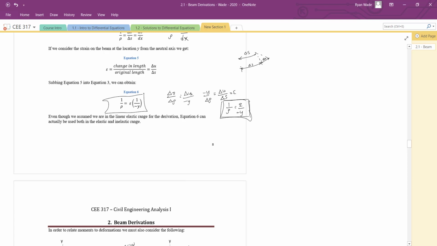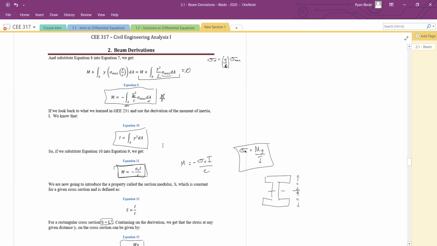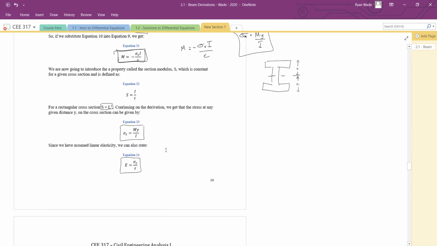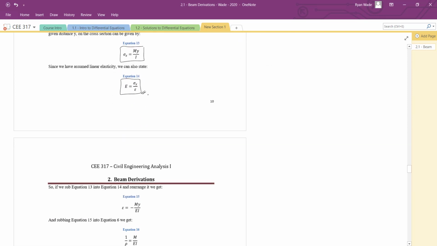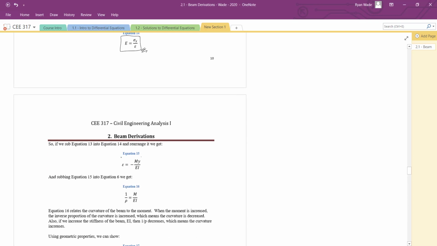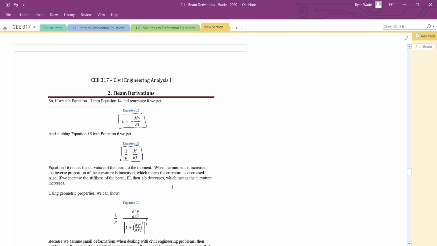So if we go back to equation 6, which is this, the 1 over rho is equal to the strain times 1 over negative y, and we sub in our relationship with the modulus of elasticity, and we sub that in, we can get that our strain is equal to the negative moment times y over EI, which is stiffness. So that's something that's, again, constant for a given material property and cross-sectional area. And then we're going to sub it in here, and we actually get that the curvature is equal to M over EI, the moment over the stiffness.